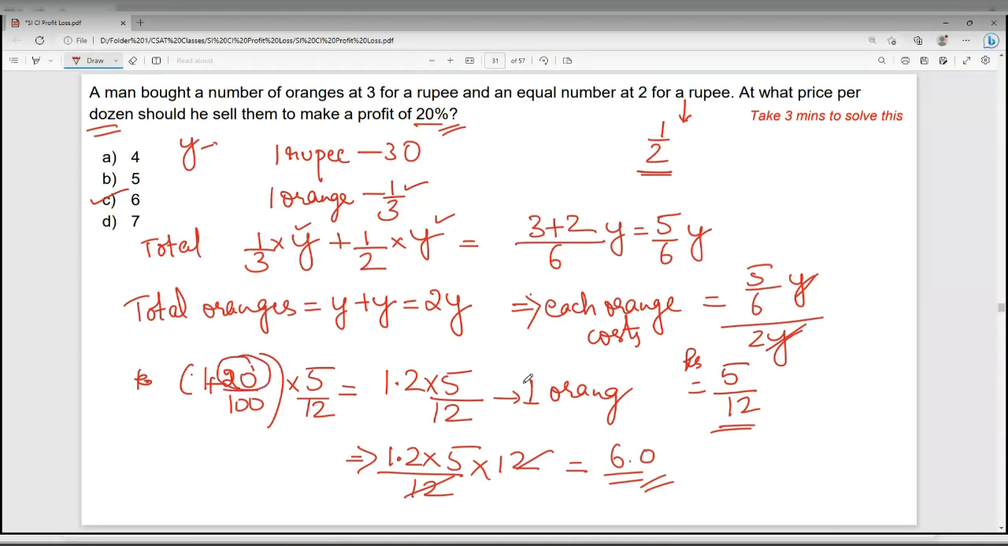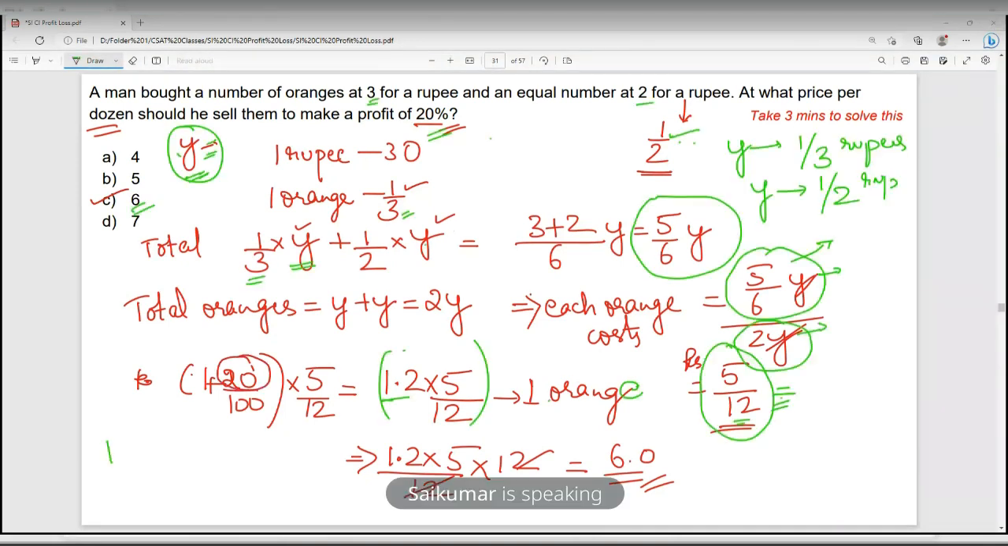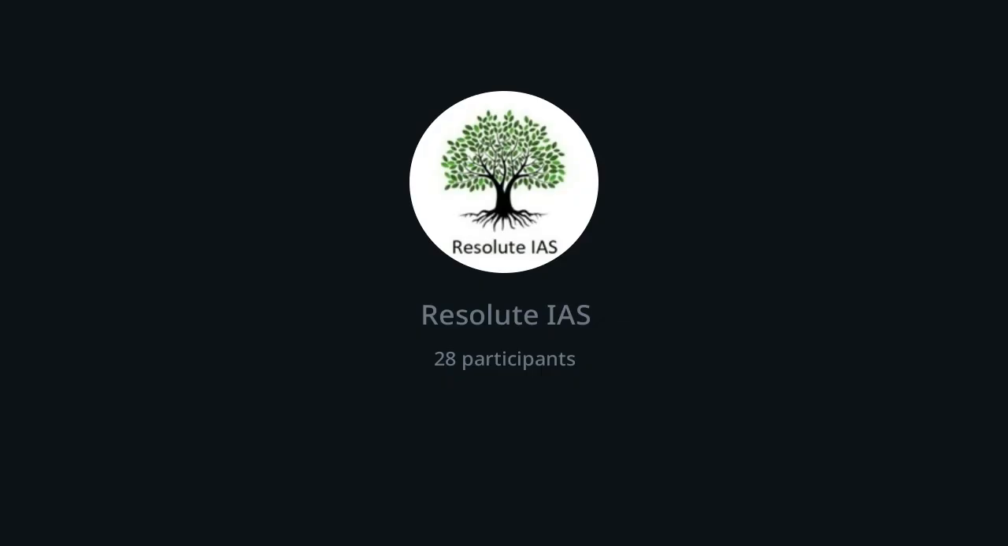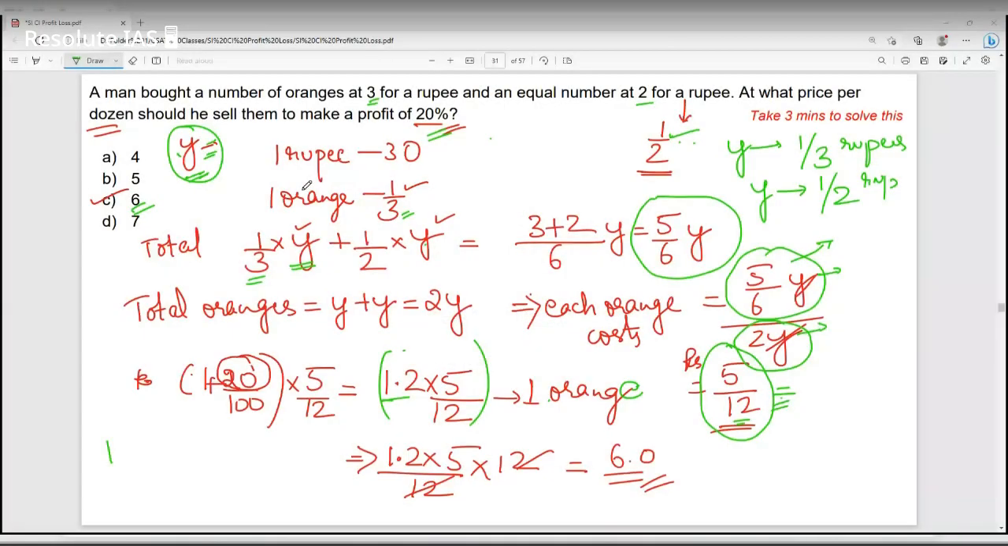I hope this is clear. If you have any doubt, please ask. If there is any doubt in this question, please ask. I hope things are clear. So if things are clear, we'll go to the next question then. So take 3 minutes to solve this.